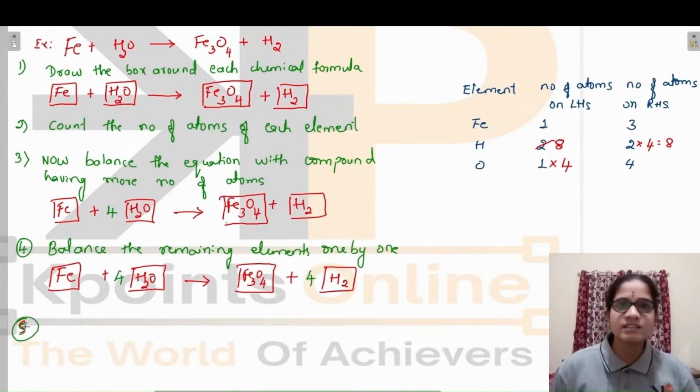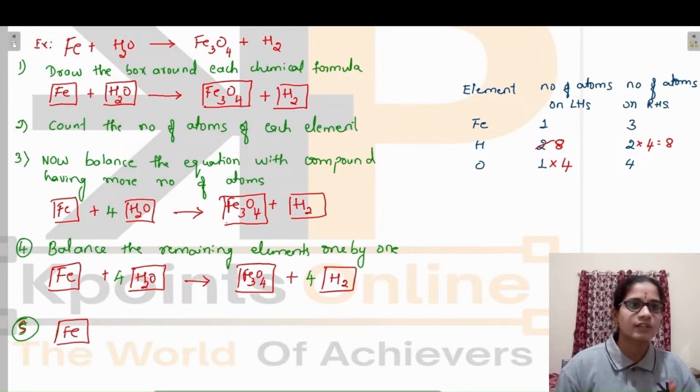Now, how can we balance the number of iron atoms? Here there are 3 iron atoms. Once I write the coefficient 3 here, then there will be 3 iron atoms on the left-hand side also. These coefficients, which are written in front of the chemical formula of the compound, are called stoichiometric coefficients. I will write 3 here to make the number of iron atoms the same on both sides of the equation.